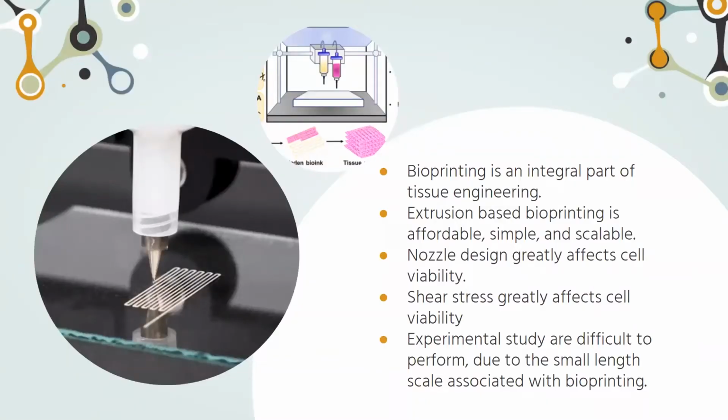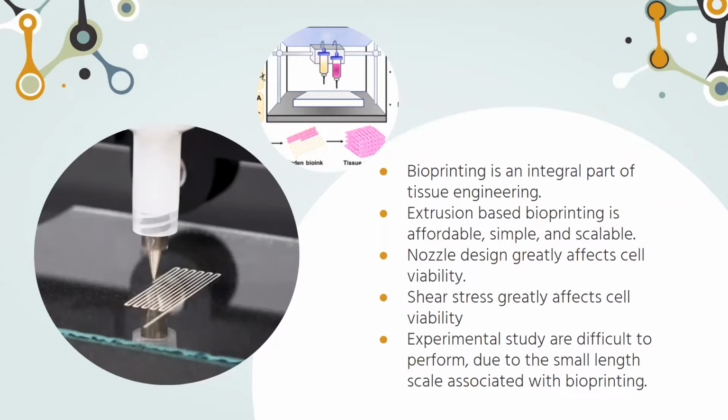So bioprinting has become an integral part of tissue engineering. In tissue engineering, it is used to construct tissues and also organs, biocompatible structures to replace organs in case of an organ transplant. One of the most popular forms of this method is called extrusion-based bioprinting. It is very affordable, simple, and scalable.